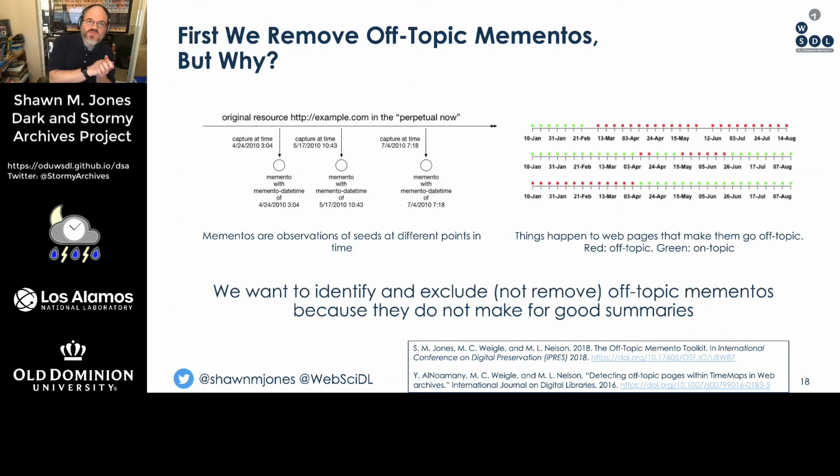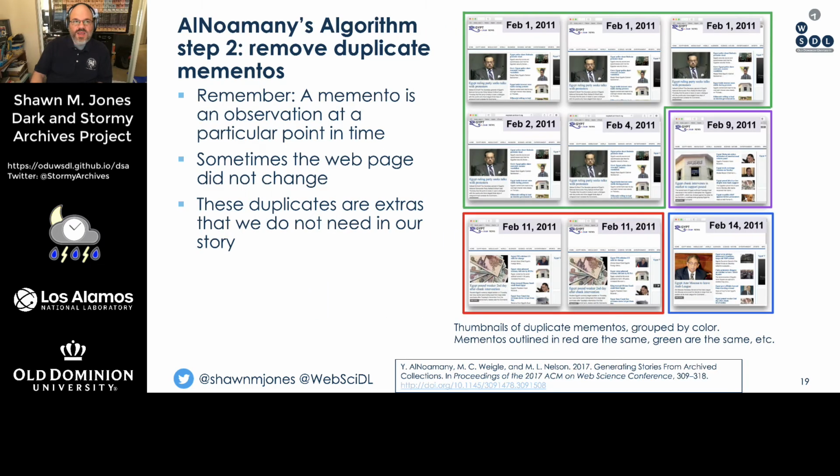Now, first we remove the off-topic mementos. But why? The point is we want to identify and exclude, not remove. We're not removing things from the collection. We're just excluding them from consideration. But they don't make for good summaries if we're trying to summarize the collection. And Al-Nomani's algorithm step 2 is to remove duplicate mementos. Remember, a memento is an observation from a particular point in time, and sometimes the web page didn't change.